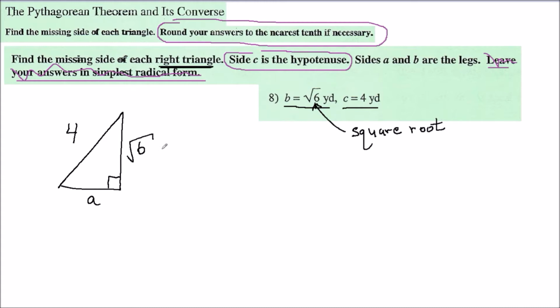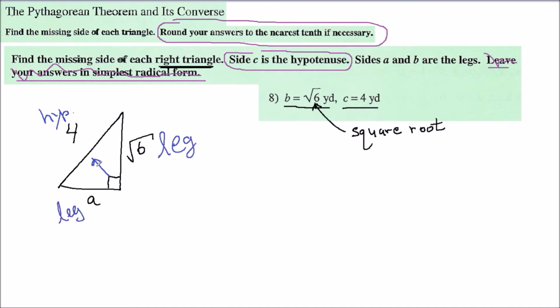Or you could call it X, whatever you want to label it there. Okay, but we're solving for the missing side. One thing that's important to understand: when you look at this, opposite the 90-degree angle, 4 would be the hypotenuse, and again, that's what they told us. They called it C, and they said C is the hypotenuse. B is the square root of 6, and B would be a leg if C is the hypotenuse, and then A would be the other leg.